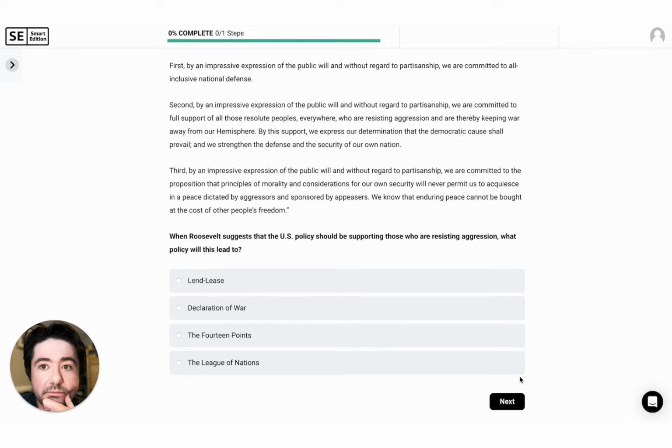Lend-Lease, a declaration of war, the 14 points, or the League of Nations? Correct answer is the Lend-Lease program. Now, before the United States entered World War II in December 1941, the policy of the American government was to lend war materials to the Soviet Union and Great Britain.